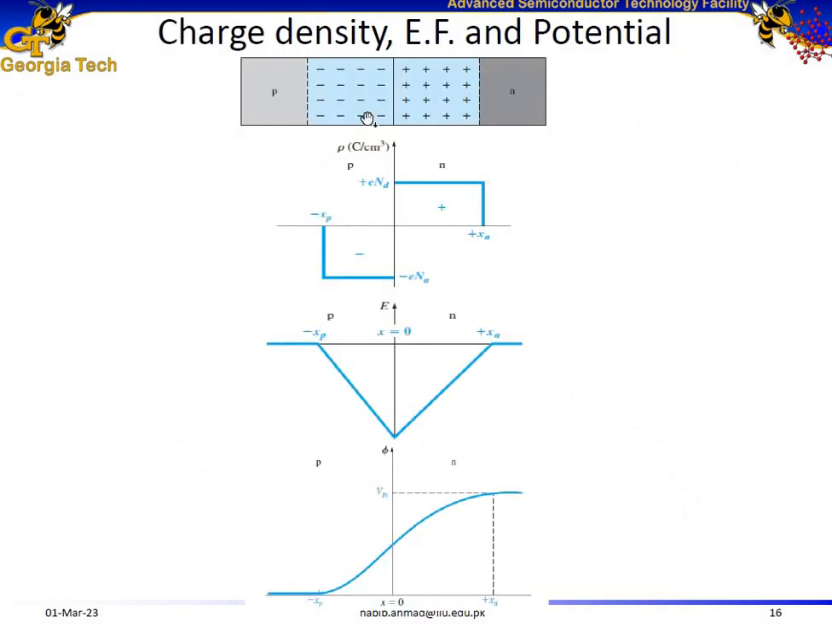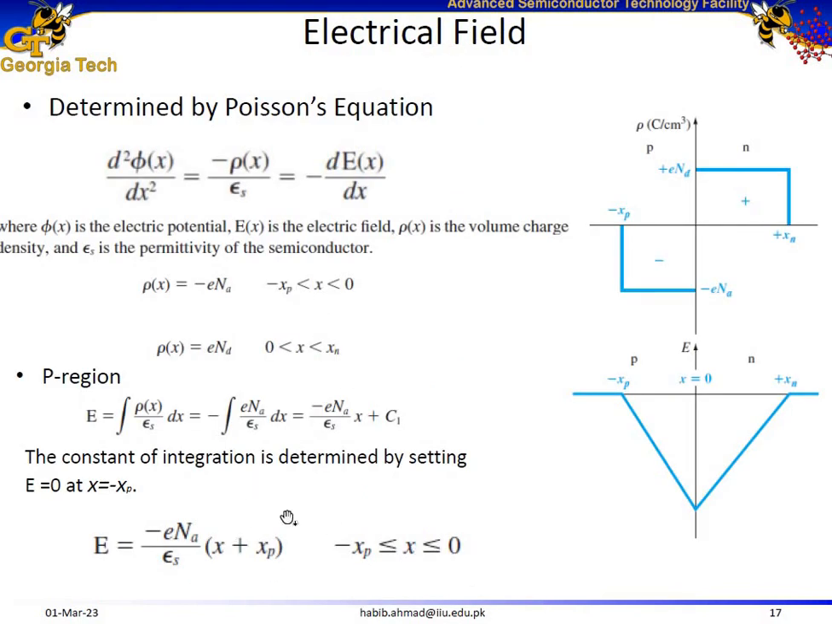So let us go back to this figure. We have an electric field because we have separation of positive and negative charges inside the depletion region, but the electric field would be 0 in the neutral regions, for example in this region and also in this region. The edge of the depletion region on the p side is represented by minus xp. So below minus xp, the electric field would be 0.